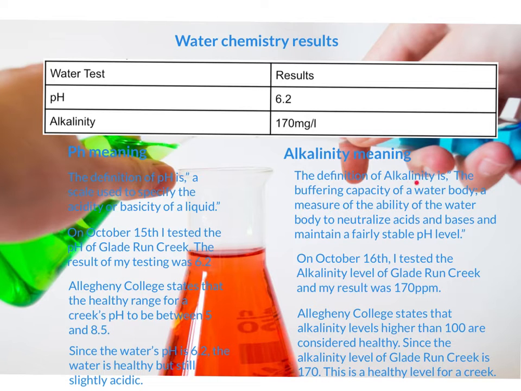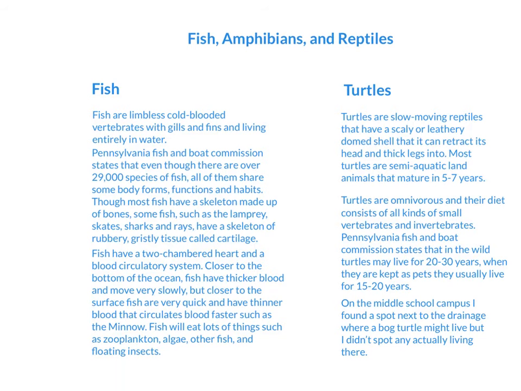The definition of alkalinity is the buffering capacity of a water body, a measure of the ability of the water body to neutralize acids and bases and maintain a fairly stable pH level. On October 16th, I tested the alkalinity level of Glade Run Creek, and my result was 170 ppm. Allegheny College states that alkalinity levels higher than 100 are considered healthy. Since the alkalinity level of Glade Run Creek is 170, this is a healthy level for a creek.